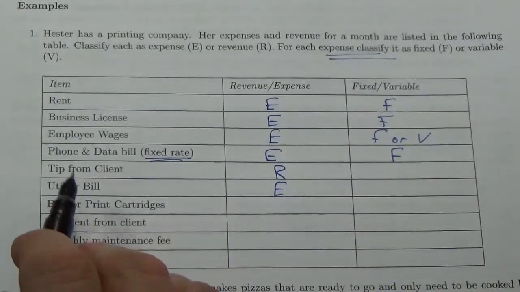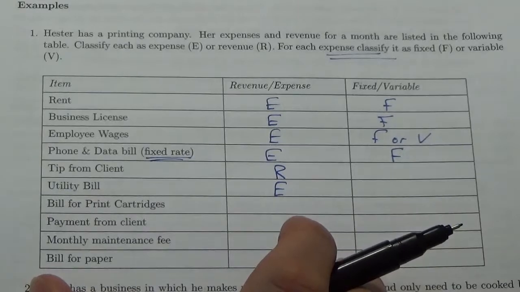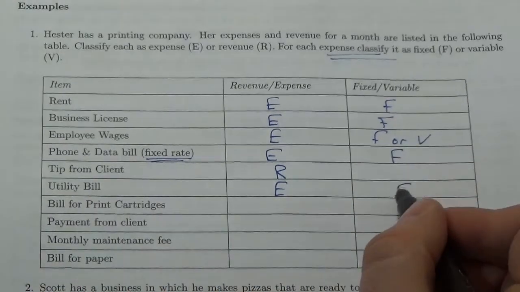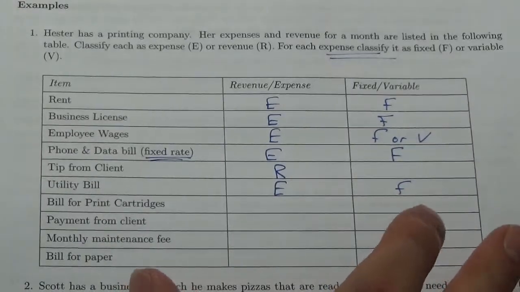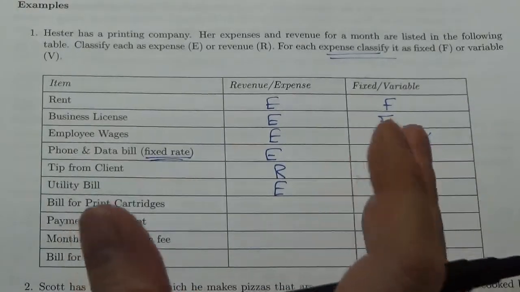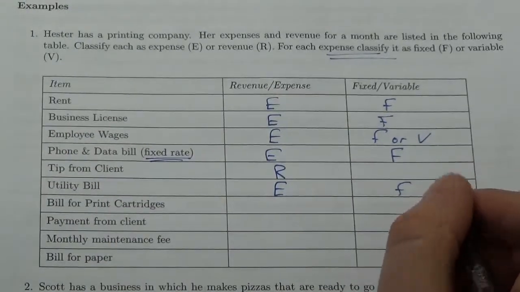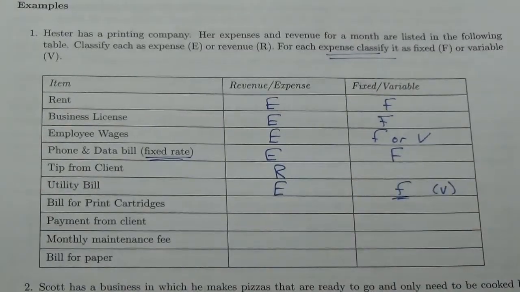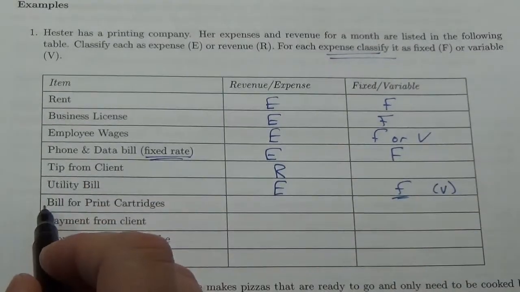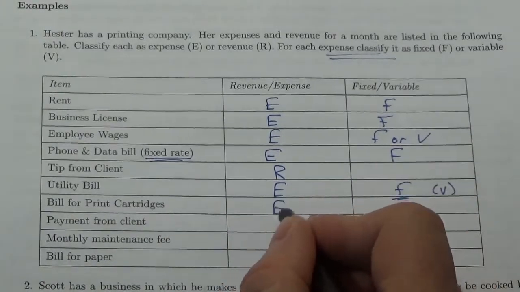Now, that's another interesting one because it really does depend. It can vary a little bit from month to month, but what most people are going to find is that it's pretty fixed. Although, in fairness, it does change during the months of the year, but usually in a predictable way. You might say variable here, but I think the intention is that we consider that fixed. Bill for print cartridges, okay, because she's got to buy that, so that is an expense.